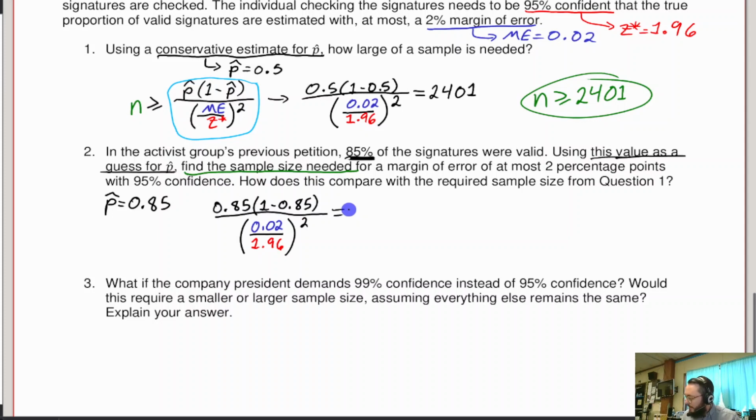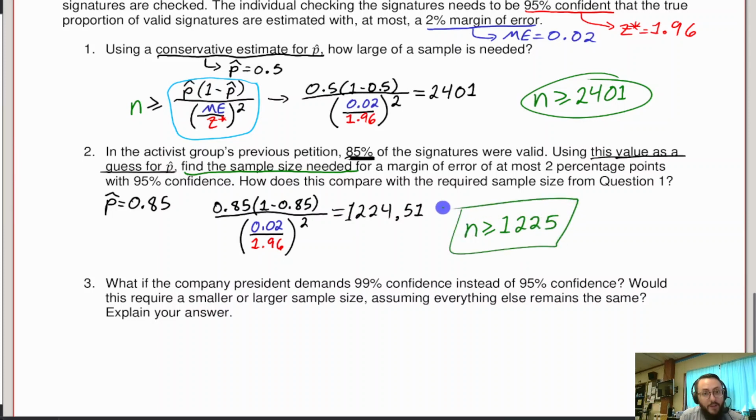Okay, enter it in exactly as is, and we get 1,224.51. Now remember, when we're talking about sample sizes, and sample size for a particular margin of error, we always want to round up. So n should be greater than or equal to 1,225.